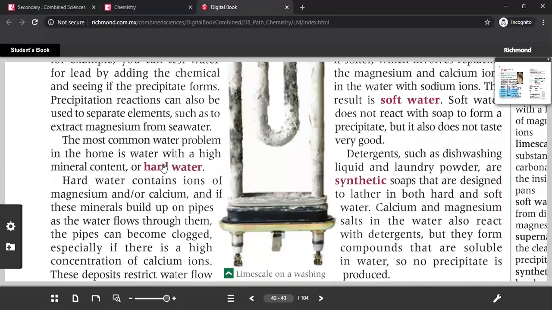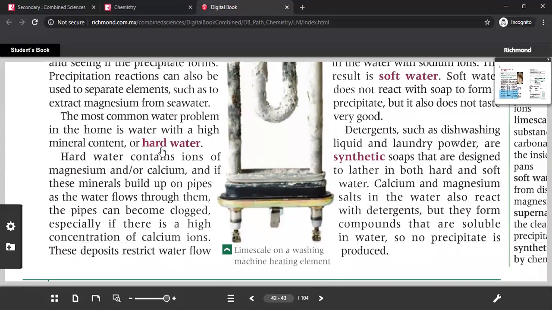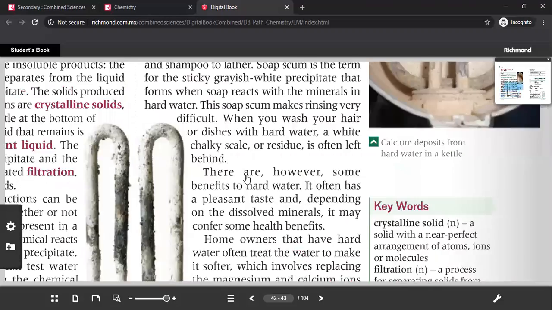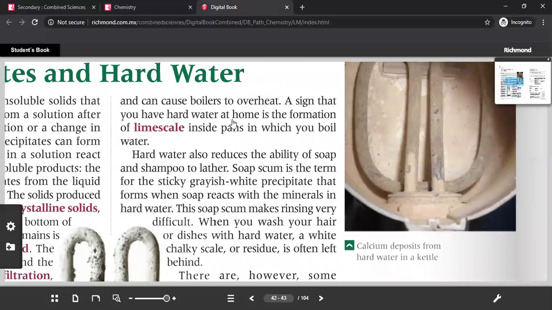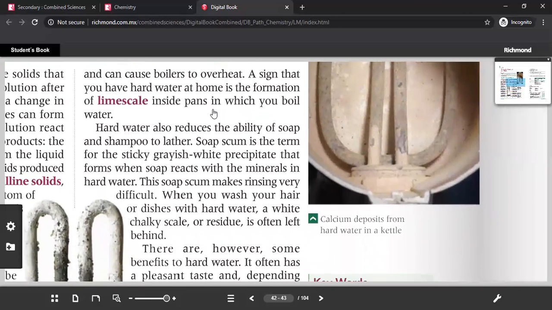The most common water problem in the home is water with a high mineral content, or hard water, right? And this is very, very common in Cuernavaca. Hard water contains ions of magnesium and or calcium, and if these minerals build up on pipes and the water flows through them, the pipes can become clogged, blocked, especially if there is a high concentration of calcium ions. These deposits restrict water flow and can cause boilers to overheat.